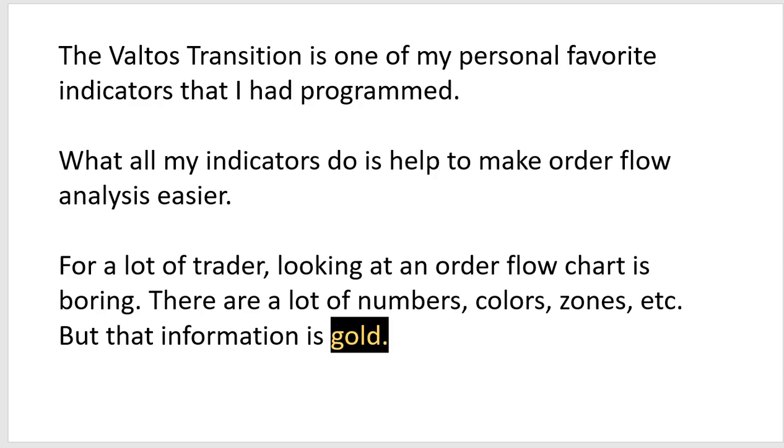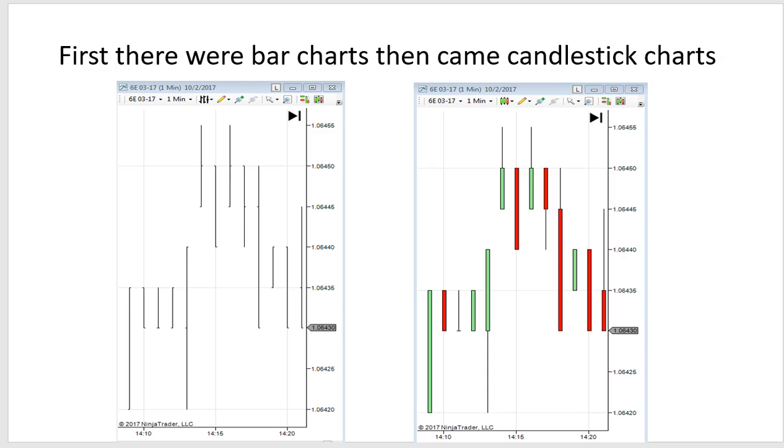that I had programmed. My indicators are not necessarily supposed to be black box, where you take every single signal as it occurs and go to the bank like that. It makes order flow analysis easier. That's what an indicator should do: it should relieve some of the analysis from you and do it for you. For a lot of traders, looking at an order flow chart is boring. There's a lot of numbers, colors, zones, etc. But honestly, that information is gold, if you know how to analyze it.